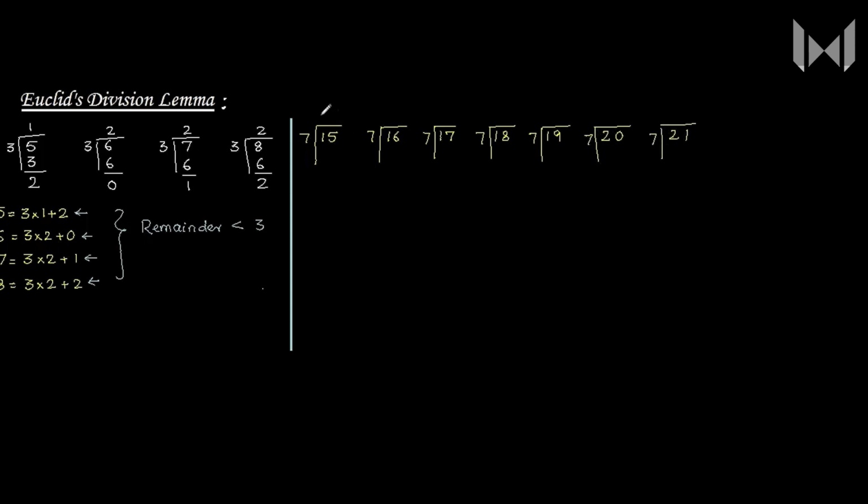Now, in the first case, 7 twos are 14, remainder is 1. 7 twos are 14, once again the remainder is 2. 7 twos are 14, the remainder is 3. 7 twos are 14, the remainder is 4. 7 twos are 14, the remainder is 5. 7 twos are 14, the remainder is 6. And 7 threes are 21, the remainder is 0.